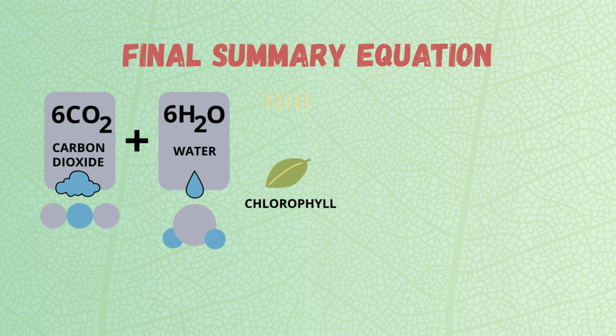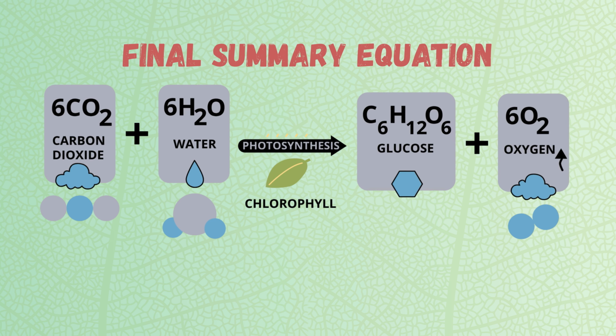That's how plants take light, water, and carbon dioxide, and turn it into food and oxygen for nearly all life on Earth.